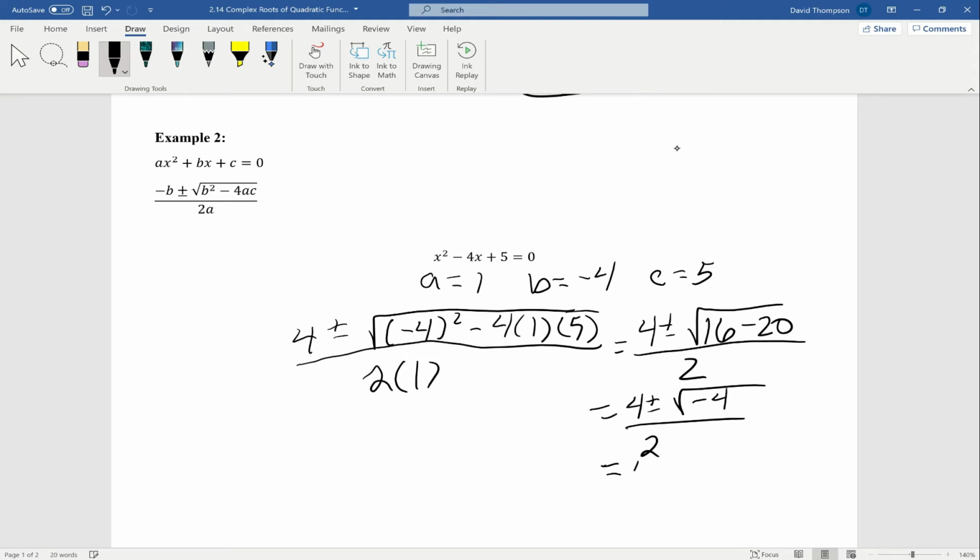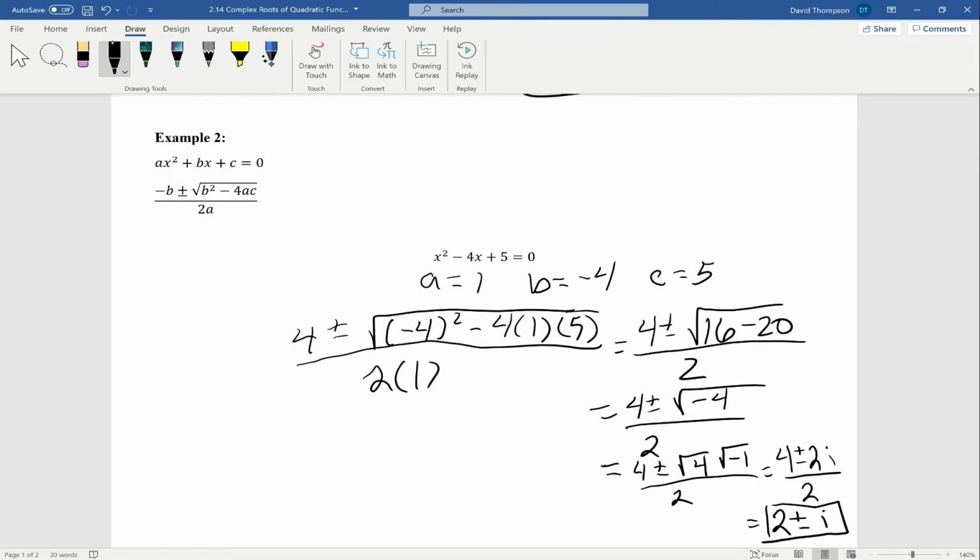We can rewrite this as 4 plus or minus square root of 4 times square root of negative 1, all over 2. Square root of 4 is 2, so 4 plus or minus 2i, all over 2, because square root of negative 1 is i. So our final answer will be: 4 divided by 2 is 2. So 2 plus or minus i, and we are done.